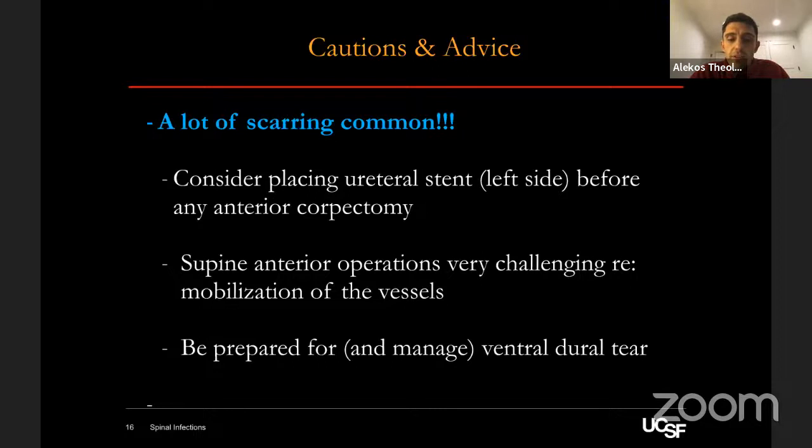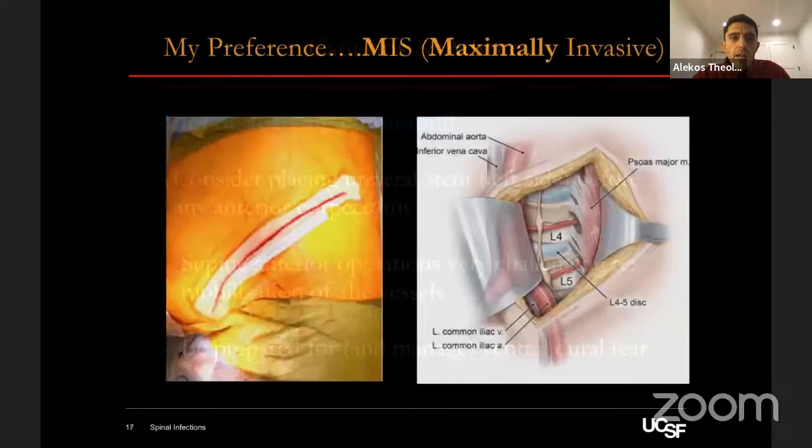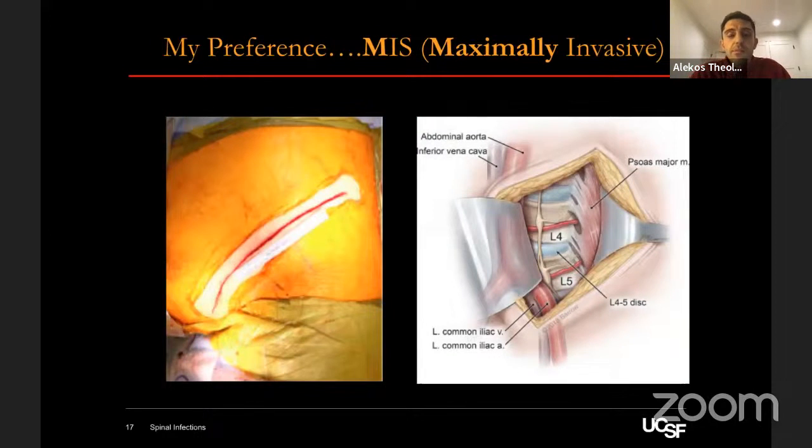And then because of the retropulsed fragment and the need to decompress the thecal sac from the front, be prepared for a ventral dural tear and for managing it. So my preference, in my opinion, to be as safe as possible, is the maximally invasive open anterior abdominal approach. The incision is quite unpleasing to many, but it gives you beautiful visualization. It can get you out of trouble or keep you out of trouble. And if you do get into trouble, it also allows you to take care of any vascular injury if one does occur.